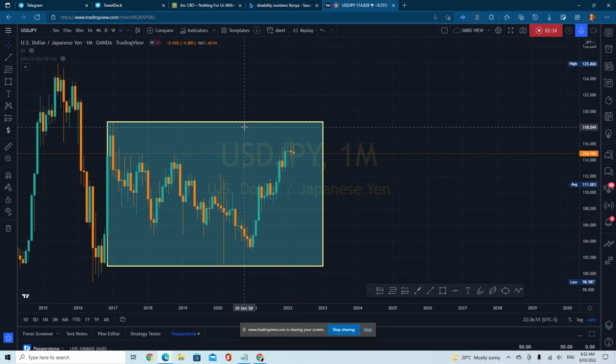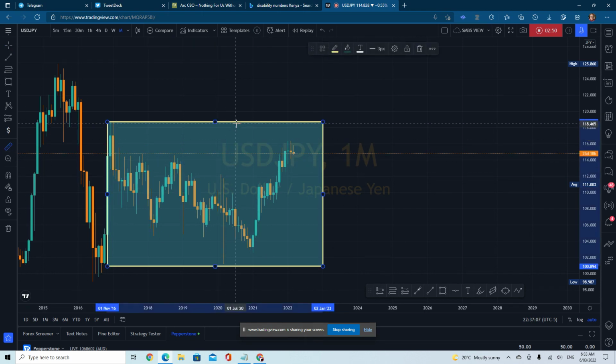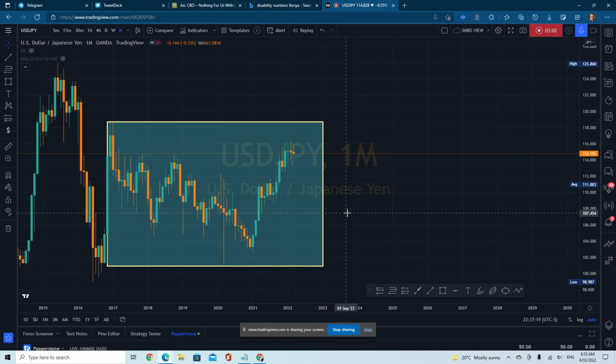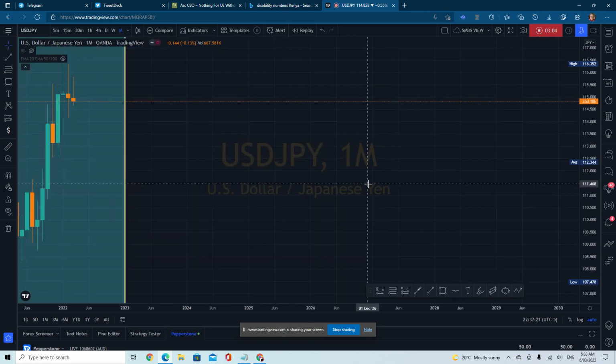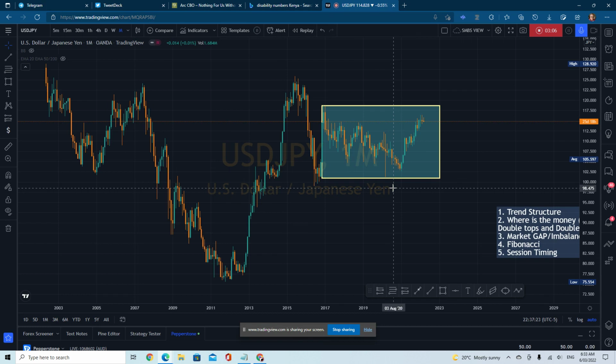Let me illustrate. On a higher time frame, this point is around 118.79, and price has been ranging down to 100.97. So if someone was to trade this particular pair, even on a monthly time frame, look at how many pips that is. It basically says that you can trade this on a monthly when price is ranging.